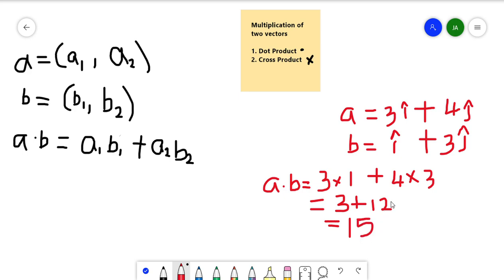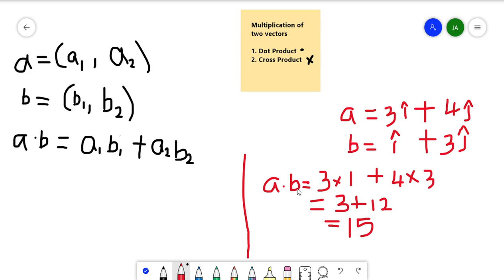So when finding the dot product of these two vectors A and B, you can see that our result gave us a scalar quantity. Now your dot product should not be confused with the multiplication of a vector by a scalar. When we multiply a vector by a scalar, just as I told you, the result gives us another vector, having a different magnitude but in the same direction.